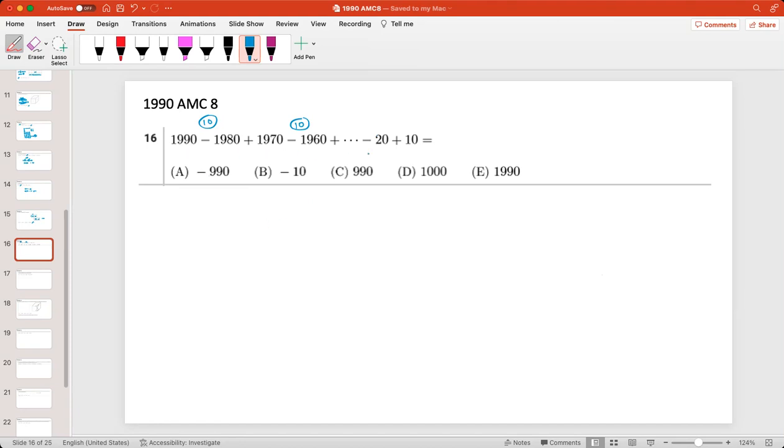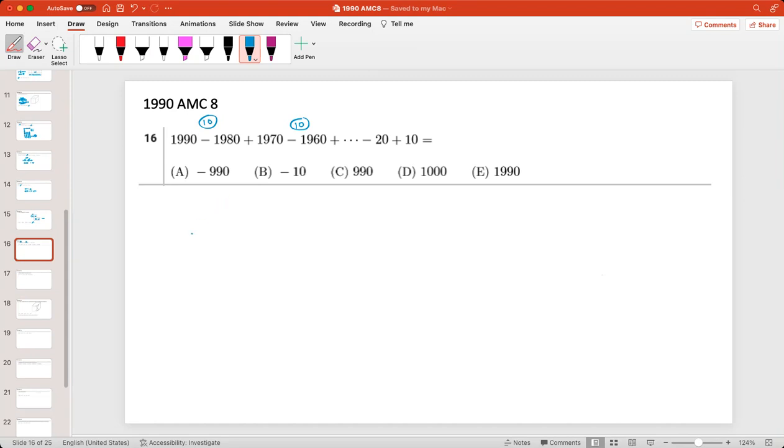First we'll find the number of terms in this arithmetic progression. So I'm just going to forget about all the signs. I'm just going to take an arithmetic progression which starts from 10 and goes till 1990 and find out how many terms are there in that.